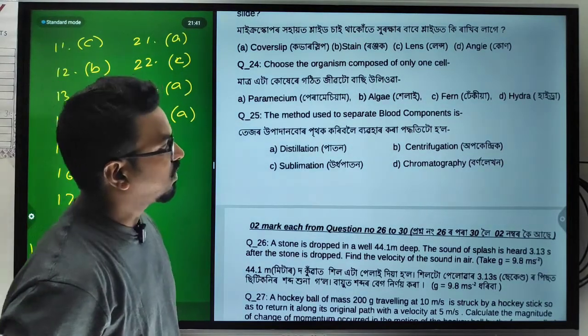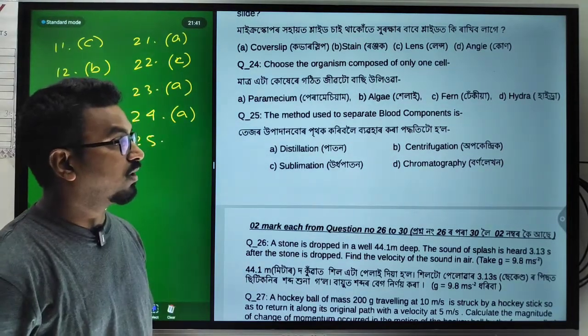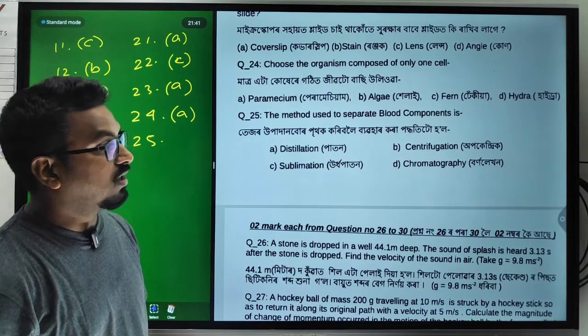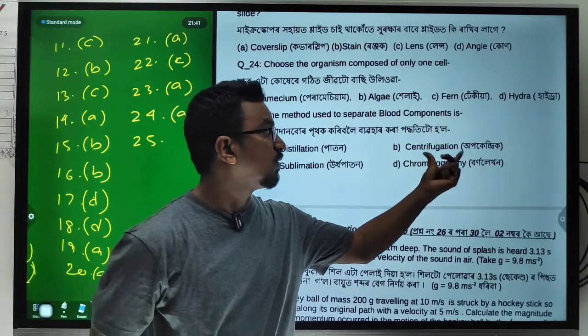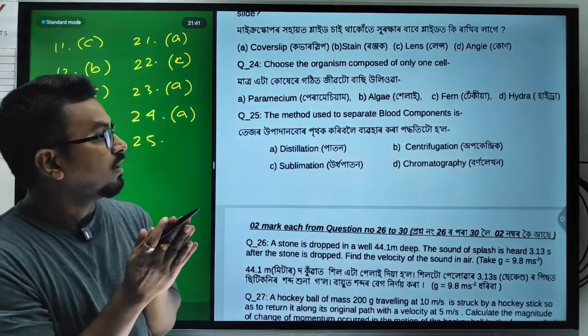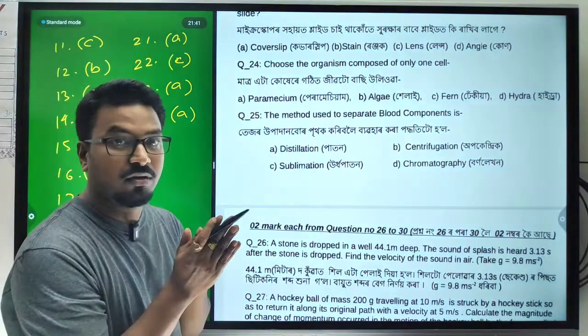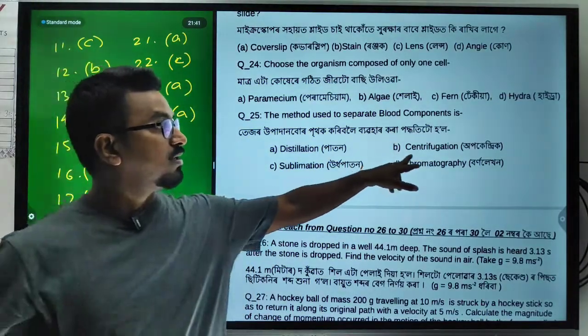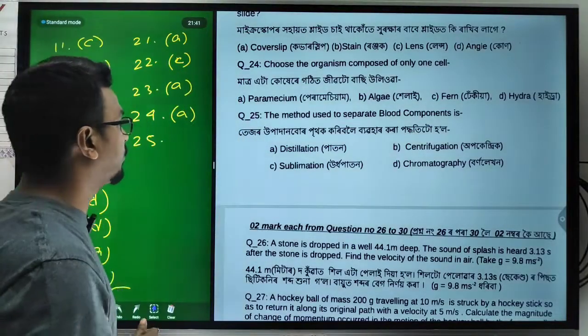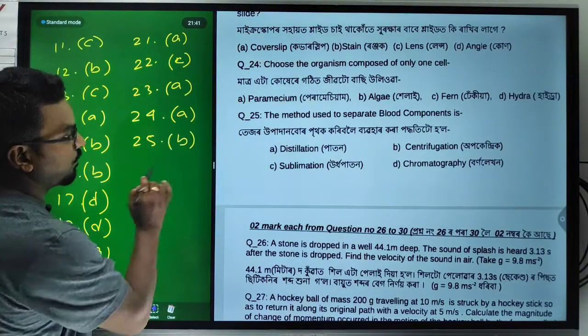Question number 25. The method used to separate blood components is centrifugation. By the process of centrifugation, you can separate the blood components. So the option is option B.